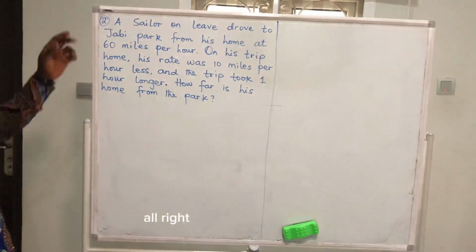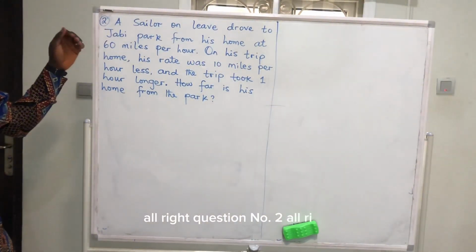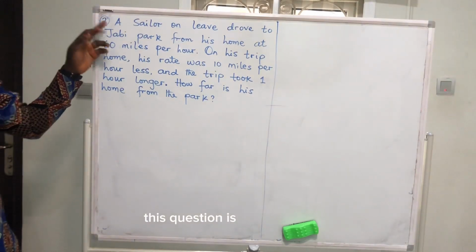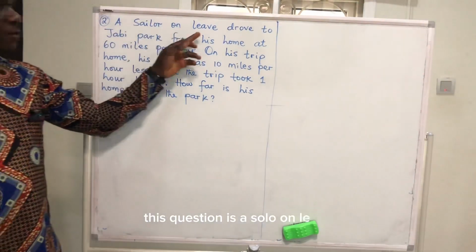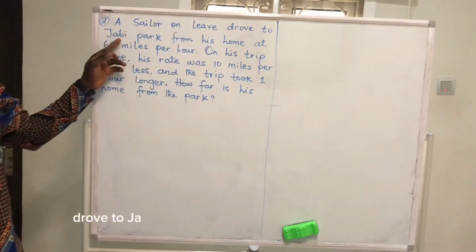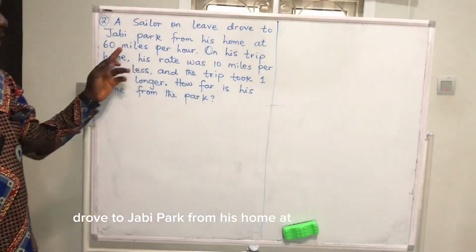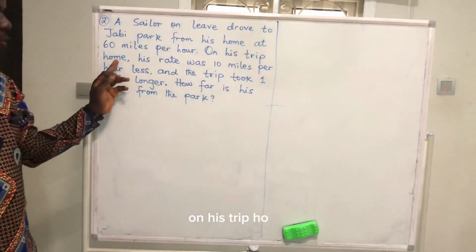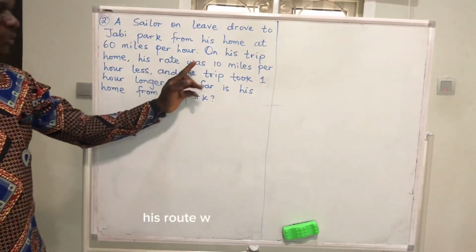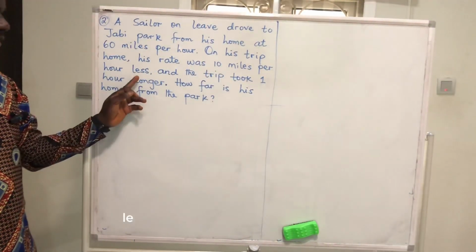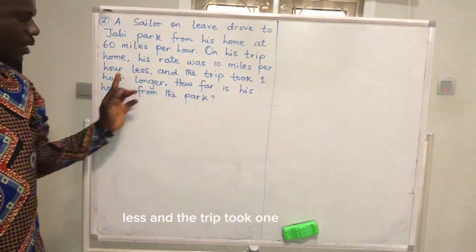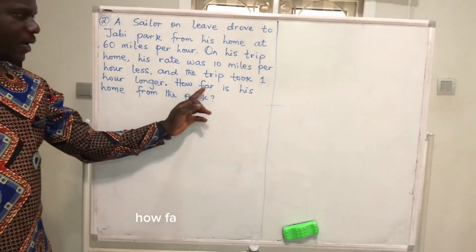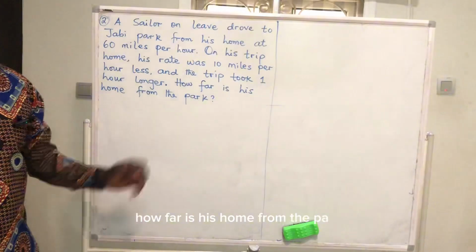All right, question number 2. This question says a sailor on leave drove to Jabi Park from his home at 60 miles per hour. On his trip home, his rate was 10 miles per hour less, and the trip took 1 hour longer. How far is his home from the park?